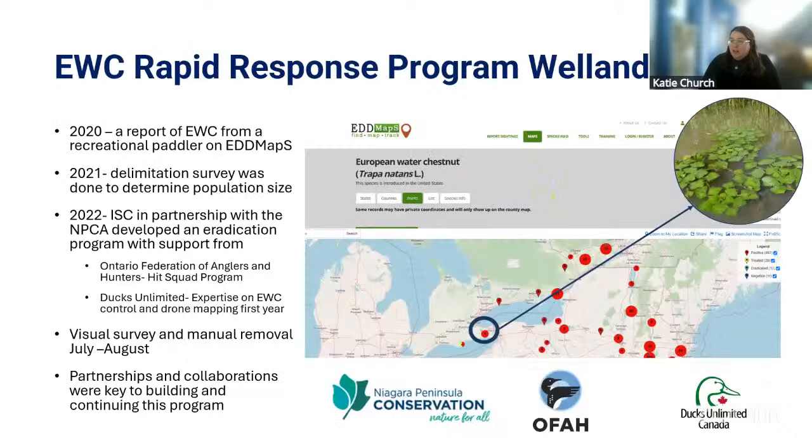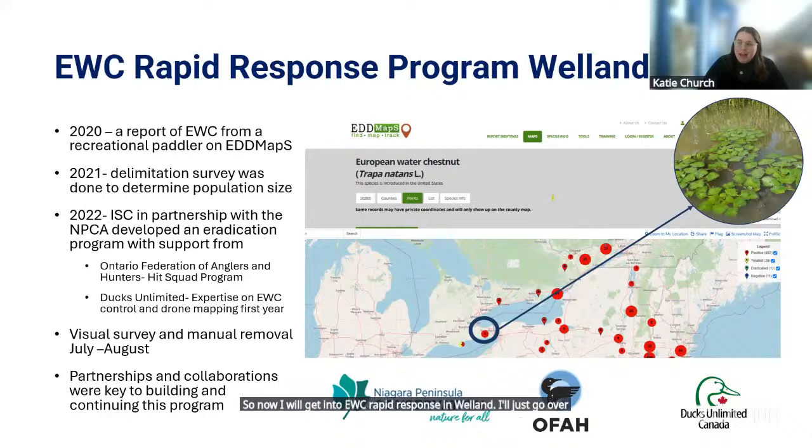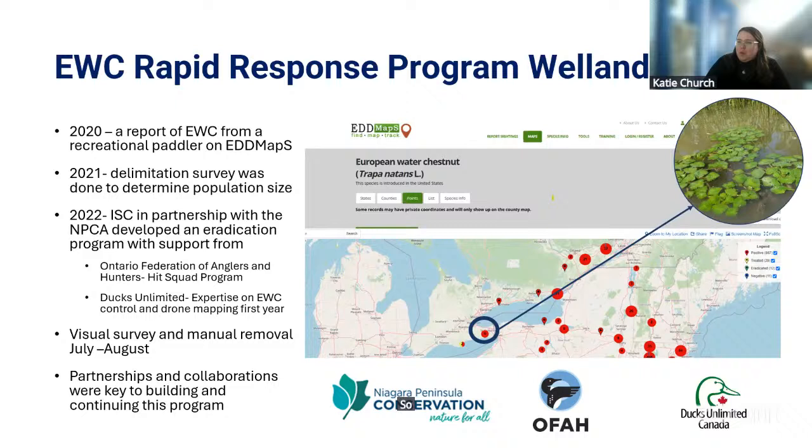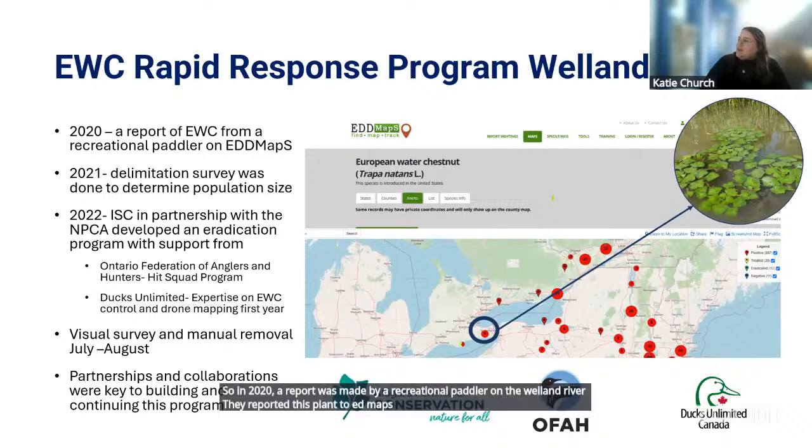So now I will get into EWC rapid response in Welland. I'll just go over where we started and where we are now. In 2020, a report was made by a recreational paddler on the Welland River. They reported this plant to EDDMapS. This plant doesn't really look like any of our native aquatic vegetation, so good on that paddler for reporting it. It was quickly determined to be European water chestnut.